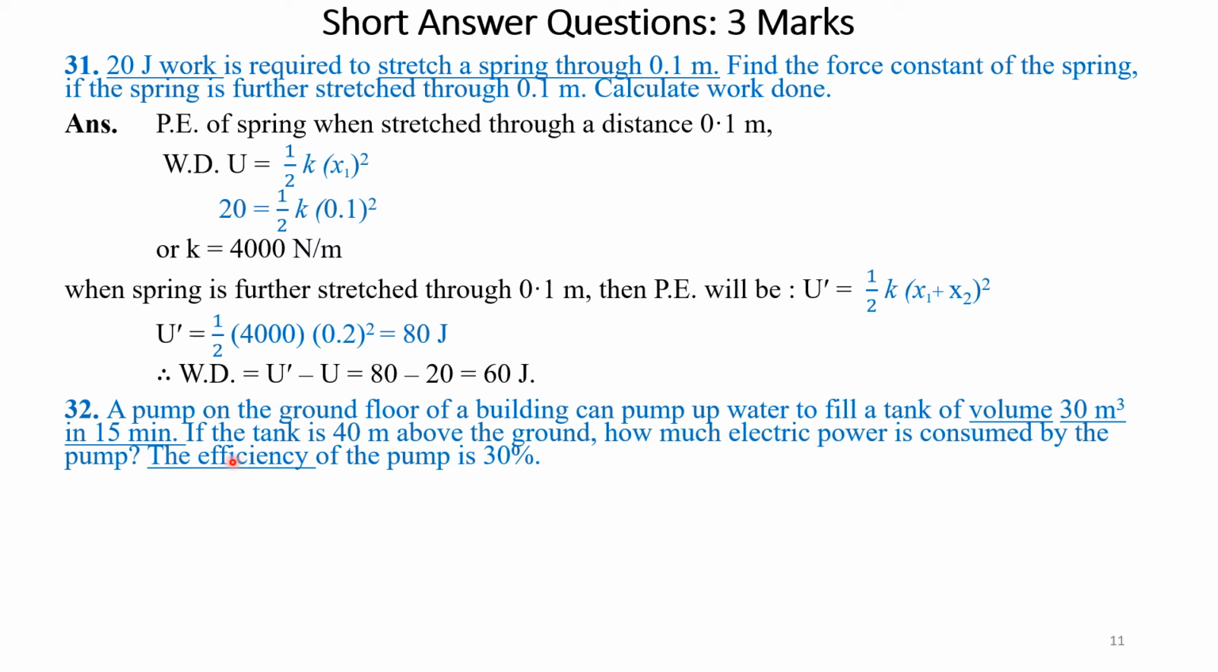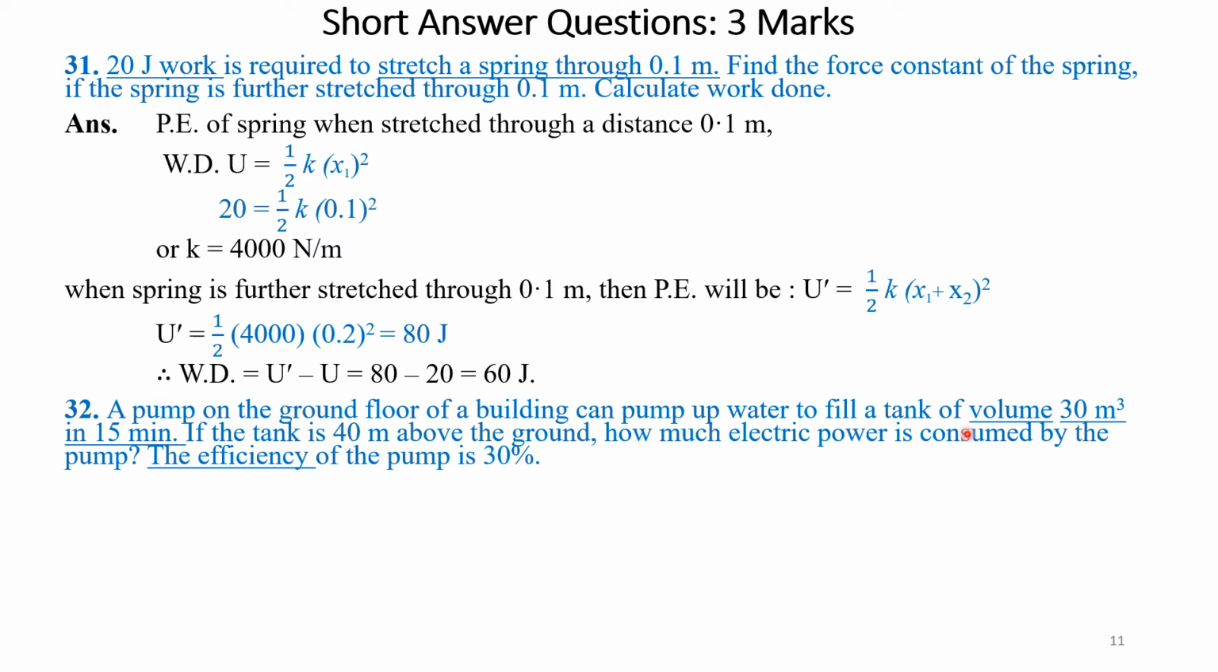Question number 32. A pump on the ground floor of a building can pump water to fill up a tank of volume 30 meter cube in 15 minutes. If the tank is 40 meters above the ground, how much electric power is consumed by the pump? The efficiency of the pump is 30%. Please read the question again and note down the given quantities.